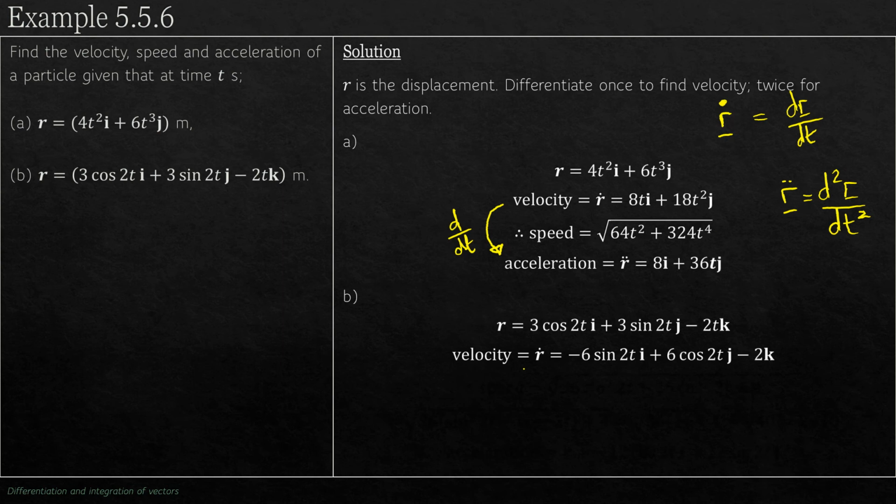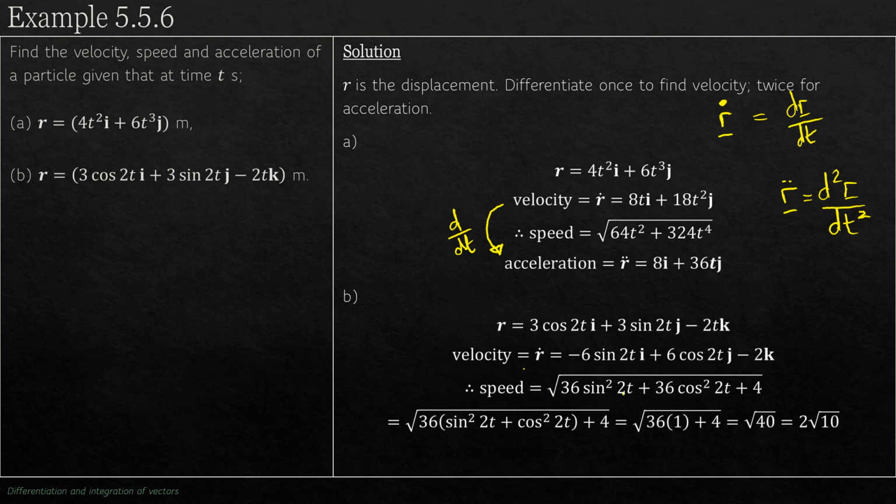I chose not to. But in this one, when we find the speed from 3D Pythagoras, we get 36 sine squared 2t plus 36 cos squared 2t. And that's going to simplify a lot, because sine squared of an angle plus cos squared of the same angle is always equal to 1, regardless of the angle. So this fully simplifies down to root 40 or 2 root 10 if you want to simplify the third. So that's the speed.